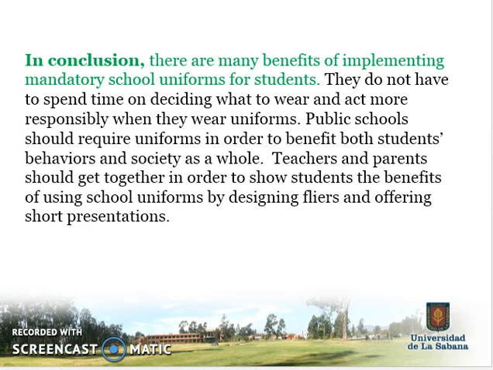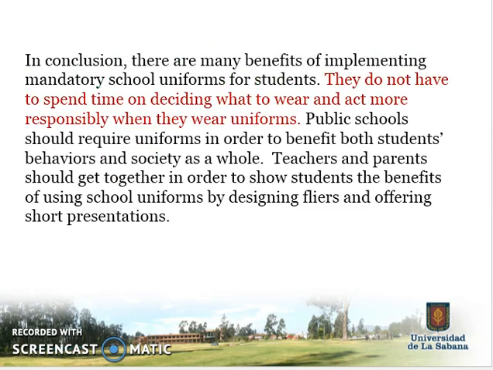As I said before, the conclusion finishes with a restatement of the thesis of your position. You need to start with a connector. That's why we use here, in conclusion. There are many benefits of implementing mandatory school uniforms for students.